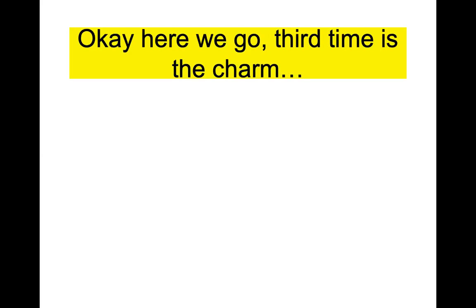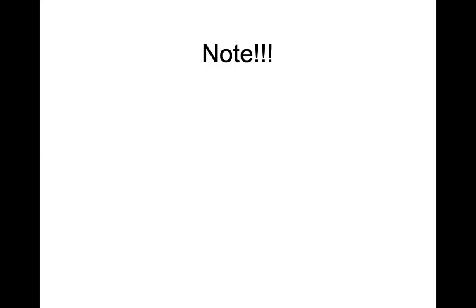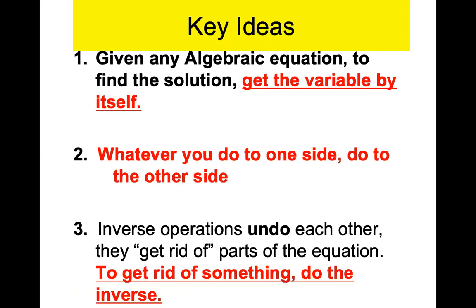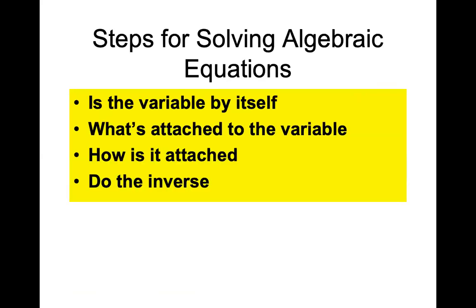All right, grab your papers. In the empty box right here, we don't need to write down the key steps, but we do need to write down the key ideas. We do need to write down the steps. Here we go. Write them all down. 4th time. Luck of the draw. So the question I ask you every single time is, where's the variable? Is it by itself? Pencils should be moving. Is the variable by itself? If the answer is no, you continue. If the answer is yes, you're done.